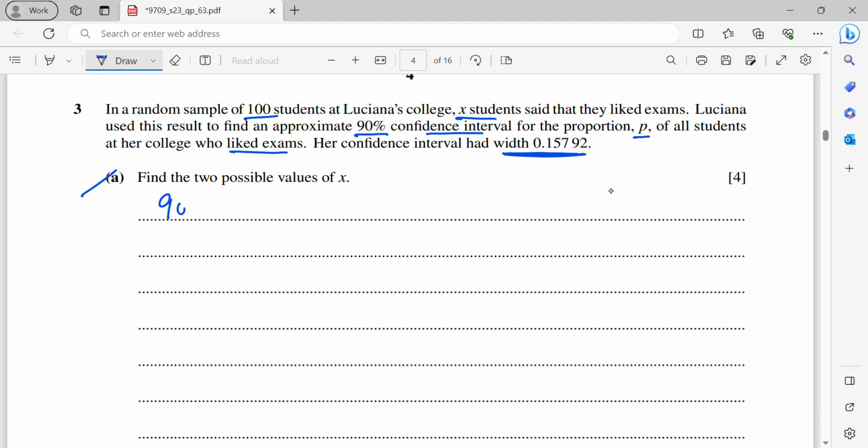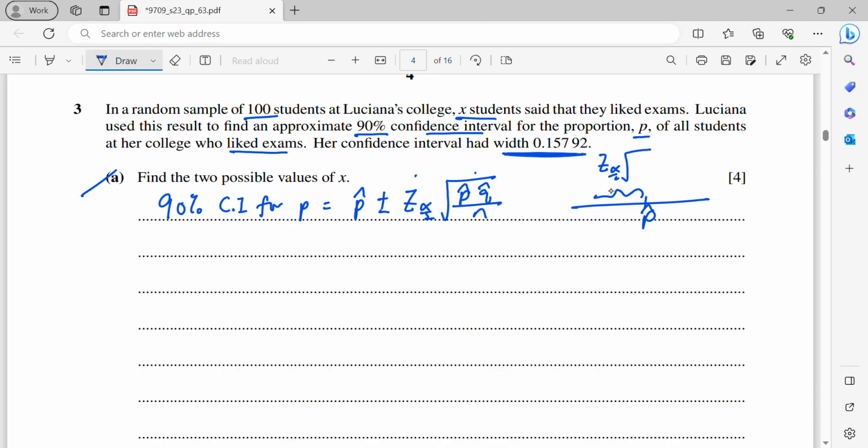So just for your information, for a 90% confidence interval for P, the formula is going to be P hat plus minus Z alpha over 2 square root P hat Q hat over N. So basically, this is the P hat. Now this is the Z together with the square root. And here is also Z alpha over 2 square root P hat Q hat over N. So that's why you are getting an interval. Okay, this is the lower limit, this is the upper limit.